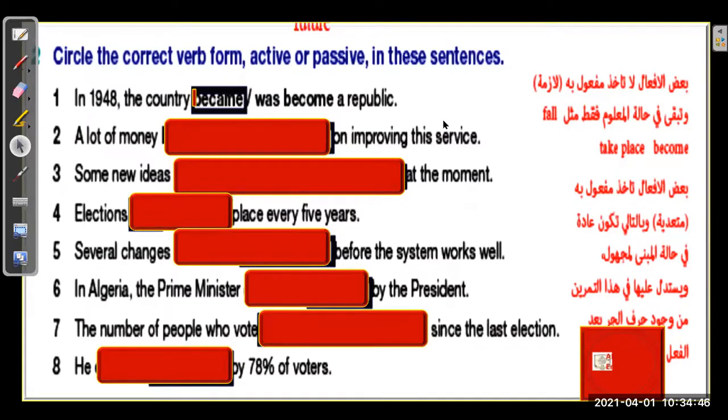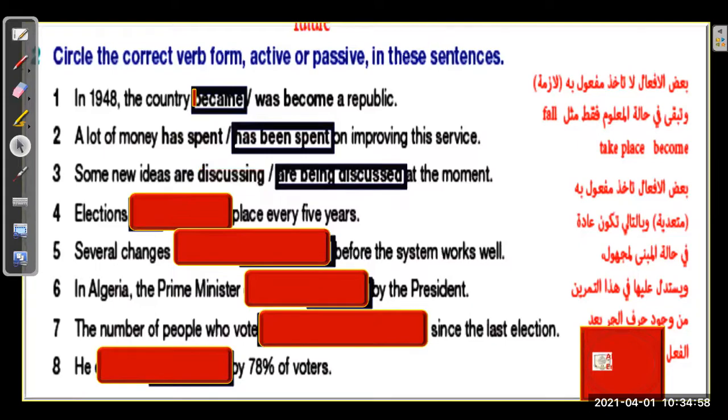A lot of money has been spent on improving this service. Okay, thank you. Tiba, next one. Some new ideas are being discussed at the moment. Okay, Fadi. Elections take place every 5 years. Thank you. Muhammad. Several changes will be needed before the system works well.